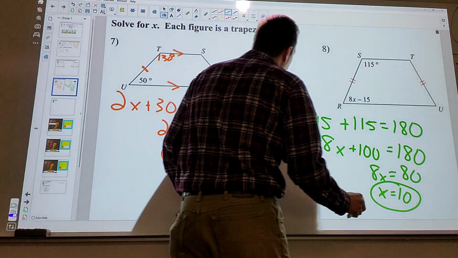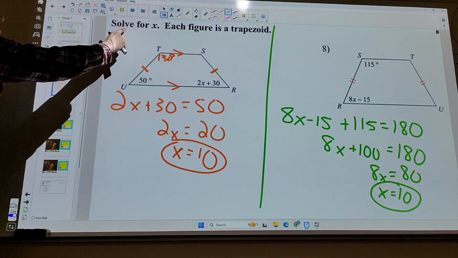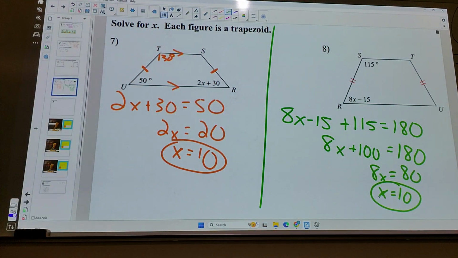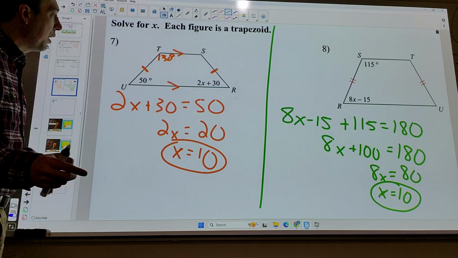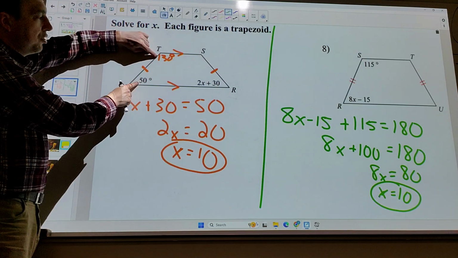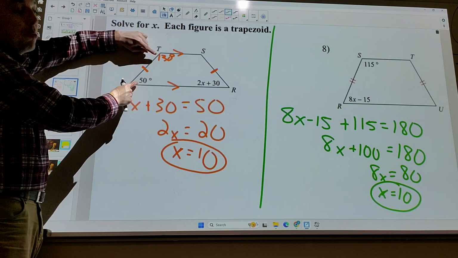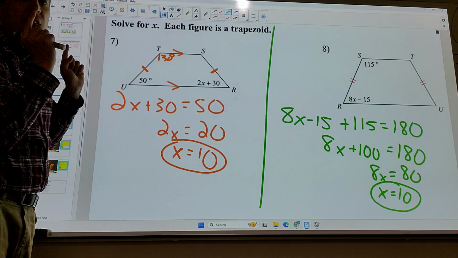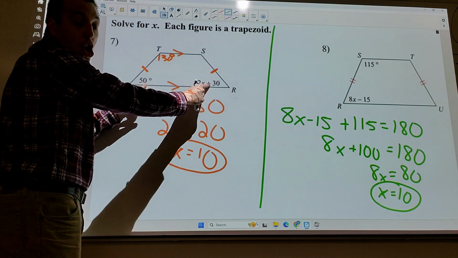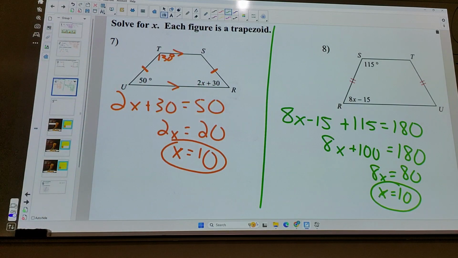I don't think we need to do anything with it. It just says solve for x. There it is. For any trapezoid, these two angles add up to 180 degrees. But if it's an isosceles trapezoid, the base angles are equal. That's the last two concepts for this chapter.